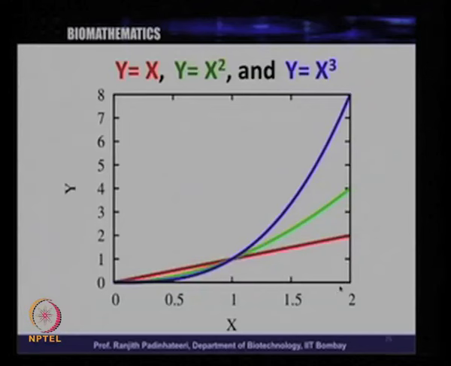For example, for the value 2 here, at x equal to 2, y is 2 for y equal to x, for x square it is 4, for x cube it is 8. And the interesting thing you should note here is that it grows much faster. When I say blue is growing faster, what does it mean to say it grows faster? That is an interesting thing, and we will discuss in another lecture what it means. It is related to some interesting mathematical property of a function, and we will discuss this in the coming lectures.